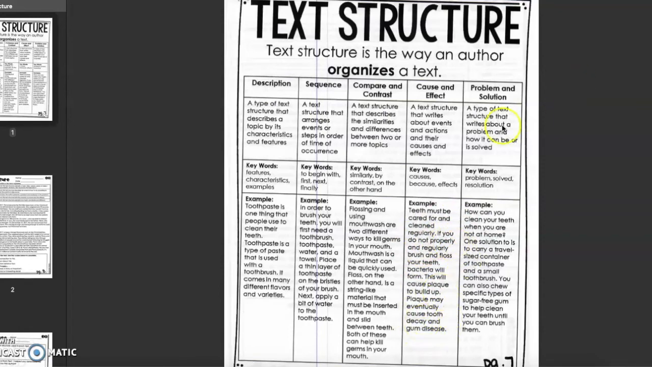And the last one, problem and solution. A type of text structure that writes about a problem and how it can be or is solved. Okay, sorry, I misread that for a minute and I got really confused about what it was saying. So they give you a problem and then talk about how you can solve that problem. Keywords: problem, solved, resolution. Example: how can you clean your teeth when you are not home? So that's your problem. How do you clean your teeth when you're not home?